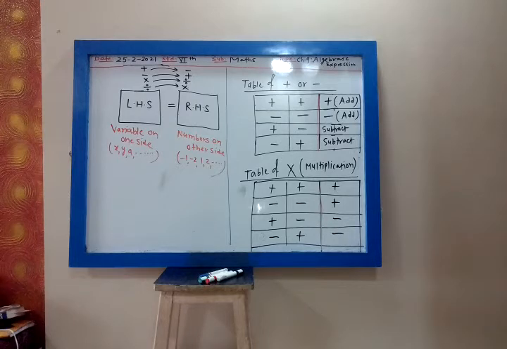Whenever they have the same sign, we have to add the number, but we have to take the common sign minus. For example, minus 2, minus 3. Both are having minus, minus sign, so I will take the common sign minus and add the number 2 plus 3, 5, minus 5.